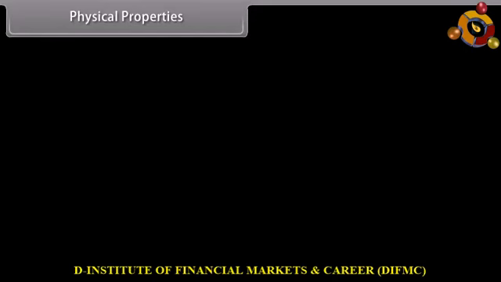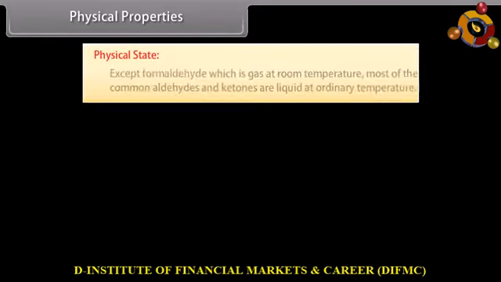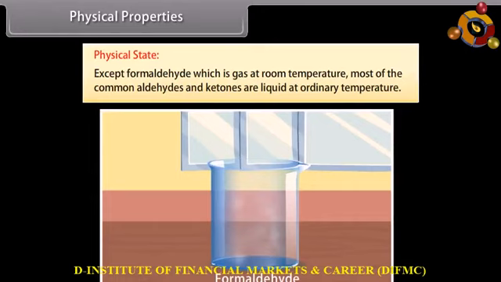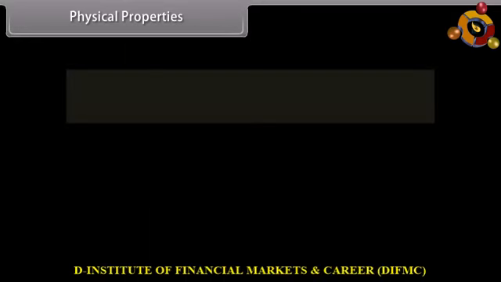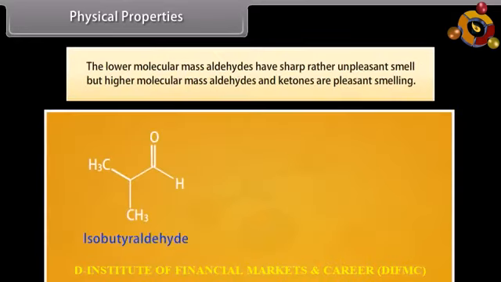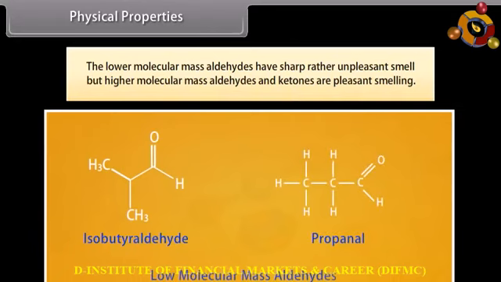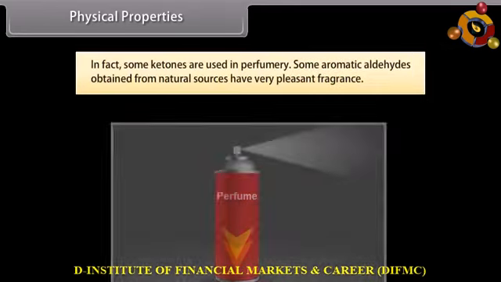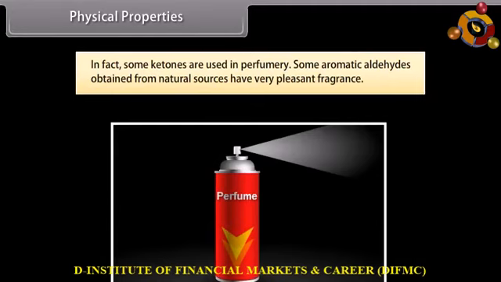Physical properties. Physical state. Except formaldehyde, which is a gas at room temperature, most of the common aldehydes and ketones are liquid at ordinary temperature. The lower molecular mass aldehydes have a sharp, rather unpleasant smell, but higher molecular mass aldehydes and ketones are pleasant smelling. In fact, some ketones are useful in perfumery. Some aromatic aldehydes obtained from natural sources have very pleasant fragrance.